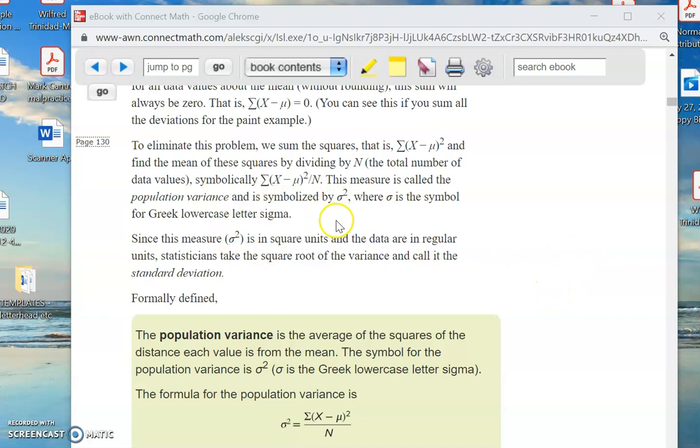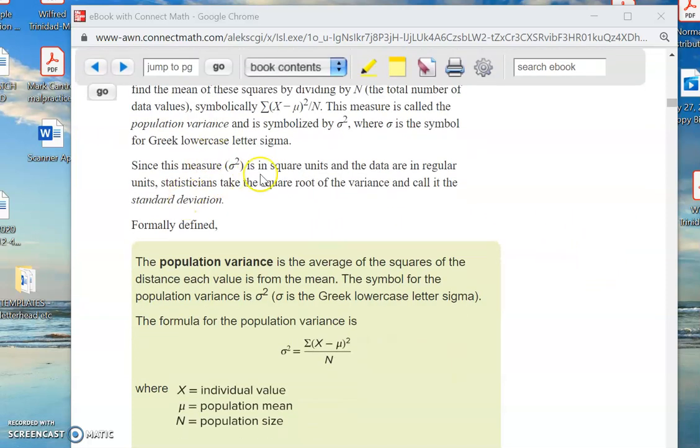Now, here's a weird symbol for you. The way you pronounce this symbol is sigma. So it's sigma squared. If you have to say it, you'd say sigma squared, or you would just use the words population variance. It's a bit unfortunate notation, but we're kind of stuck with it, okay? So sigma is the Greek lowercase letter sigma. This is the uppercase, and this is the lowercase.